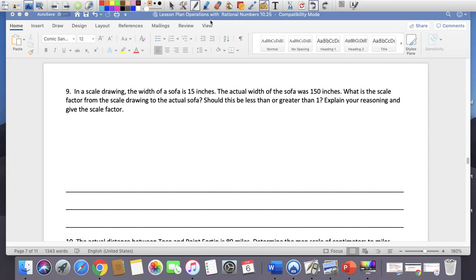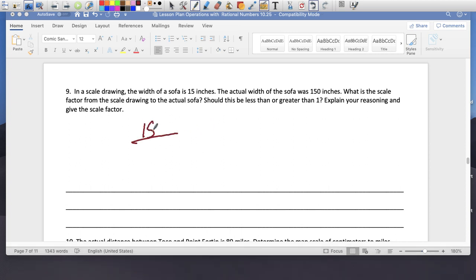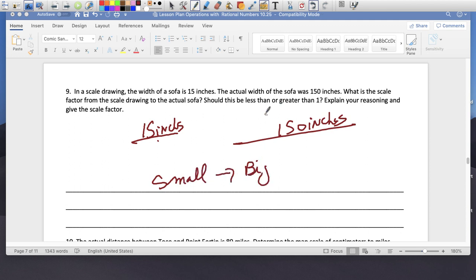Okay, so again here we have a sofa that's 15 inches in the drawing, and the actual width is 150 inches. What is your scale factor from the drawing to the actual sofa? Well, obviously we're going from small to big, which means this is an enlargement, so our answer is going to be greater than 1. The small is 15 times our mystery number equals the big number, 150. Divide by 15, divide by 15, and x equals 10. So our scale factor is 10, and we know that the actual sofa is 10 times bigger than the original.